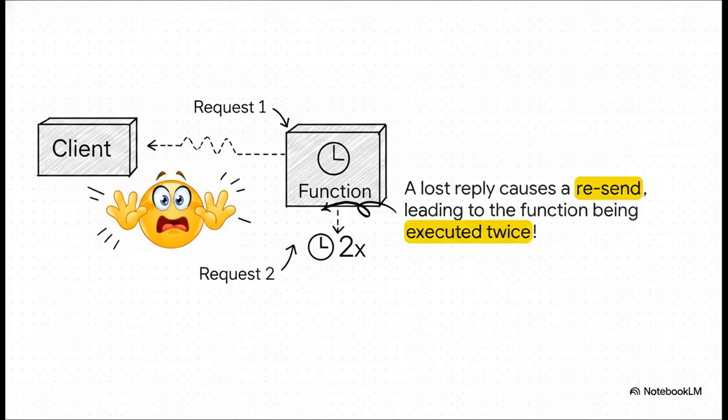And this diagram shows the danger perfectly. What if the first request did make it to the server, and the server did its job, ran the function, but it was the reply that got lost on the way back? The client times out, assumes something went wrong, and resends the request. The server gets this new request, has no idea it's a duplicate, and runs the function a second time.